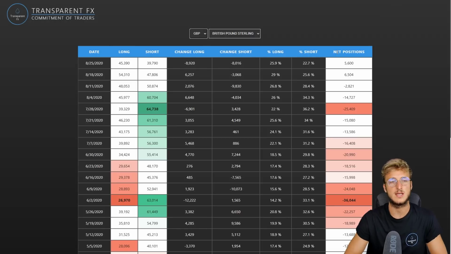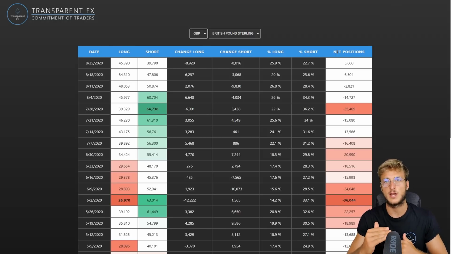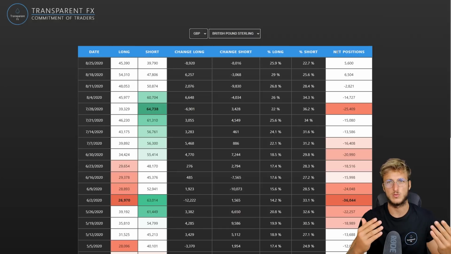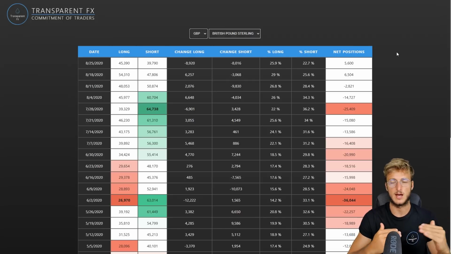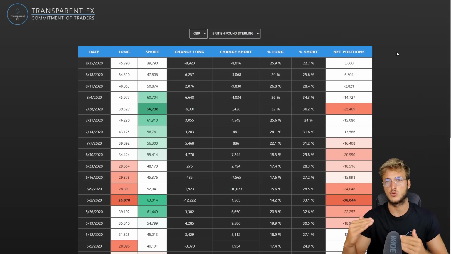Now, the net positions is longs minus shorts, okay? And it helps you understand how hedge funds are shifting their positioning. Keep in mind that most of the time they hedge, okay? So if they add longs, many funds are always hedging, so they will also add some shorts. So overall, you have to check the net positions to see how the positions are shifting. Are they shifting to the positive side or to the negative side?